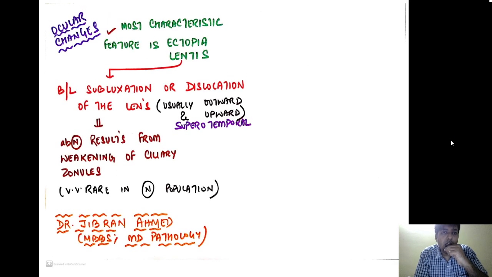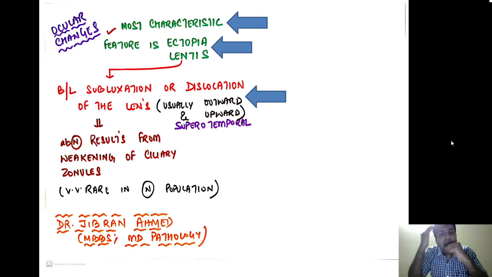As I told you, the most characteristic feature in the ocular changes is ectopia lentis. What is ectopia lentis? There is a dislocation or subluxation of the lens superotemporally. It is upward and outward dislocation or subluxation of the lens. This abnormality results because of weakening of the ciliary zonules, which provide support to the lens. It is very, very rare in the normal population.